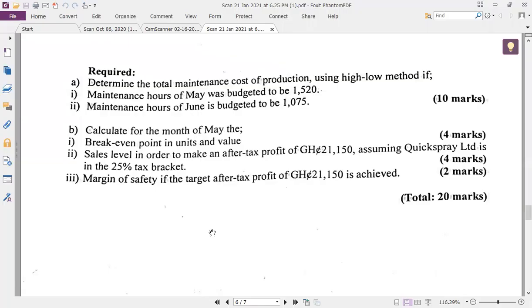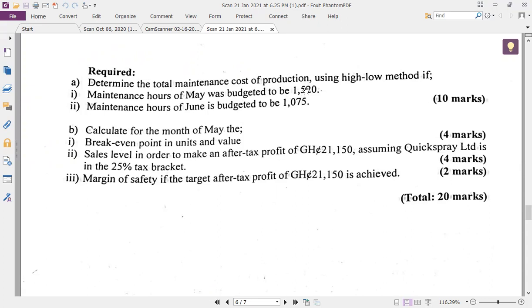Now the B part, it says calculate for the month of what? May. I like this examiner, the principal examiner. Month of May. It means I go back to the AI. The month of May means we are using the step up. The first cost over there, we are using what? Good.